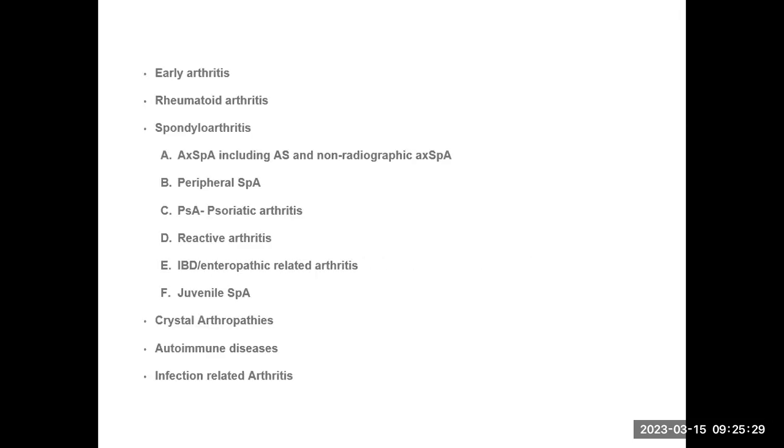So these are the types of inflammatory arthritis. I know the slide is slightly congested, but rheumatoid arthritis we know, and spondyloarthritis, where your axial skeleton is mostly affected. Under spondyloarthritis, you have several categories: radiographic axial spondyloarthritis and non-radiographic axial spondyloarthritis. The radiographic axial spondyloarthritis is ankylosing spondylitis. Then peripheral spondyloarthritis, psoriatic arthritis, reactive arthritis, inflammatory bowel disease related arthritis, juvenile spondyloarthritis, crystal arthropathies, autoimmune diseases, and infection related arthritis. And now we have a new entity called early arthritis.